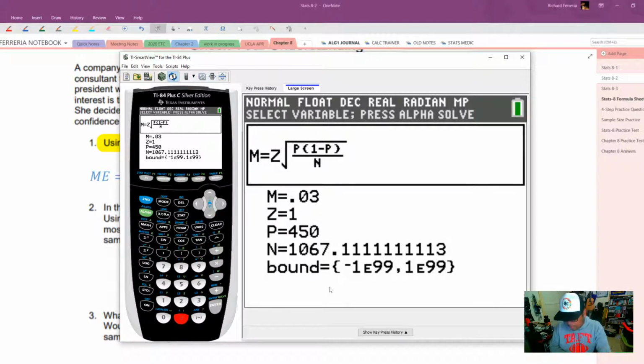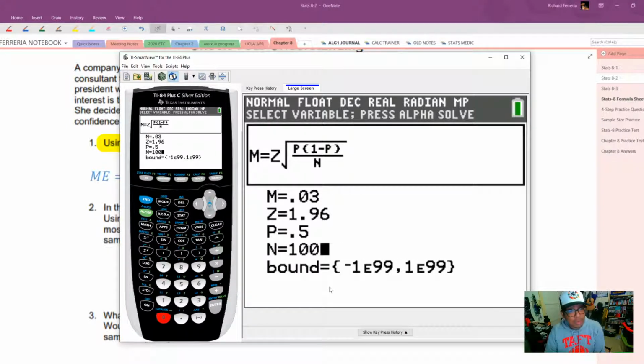I know what Z is. Z is 1.96. I know P is 0.5. That's actually P hat. But I don't know what N is. So here, to solve, I need to start off by putting a guess for N. You don't have to make that great of a guess. I'm going to put 100.